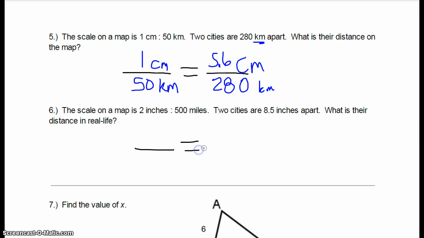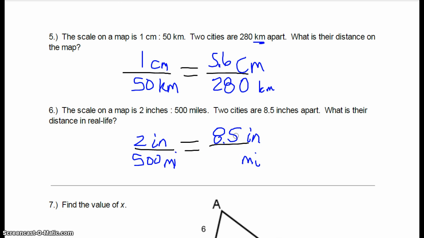The next problem is same as the last problem, just different numbers. I've got a scale of 2 inches to 500 miles. Two cities are 8.5 inches apart. So I know to put my 8.5 here. If I'm doing a ratio with inches to miles, this other ratio has to be inches to miles. So I can find out how many miles they are apart in real life.